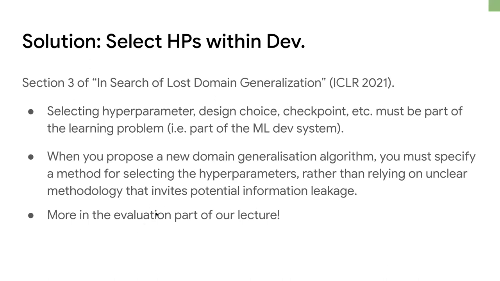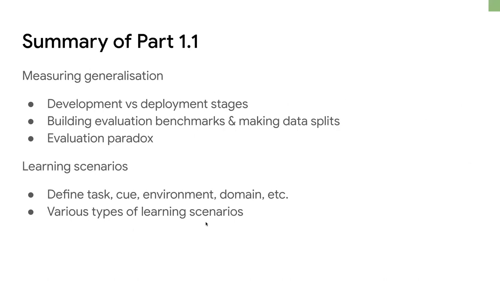I said more in the evaluation part of the lecture, but please ignore that line. It's an old artifact. So let's summarize part one. We talked about measuring generalization by setting up different benchmarks, where an important part is to split the train, val, test. And we talked about the evaluation paradox here. Some learning scenarios we looked into.